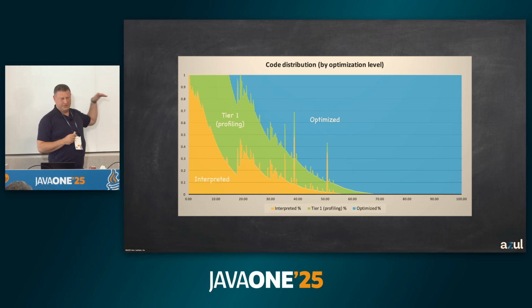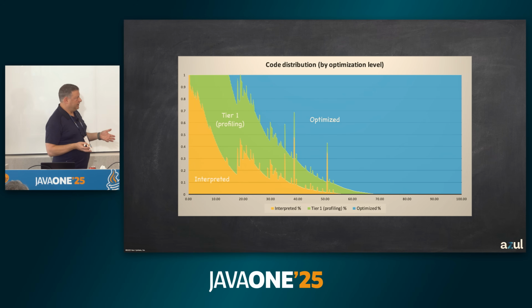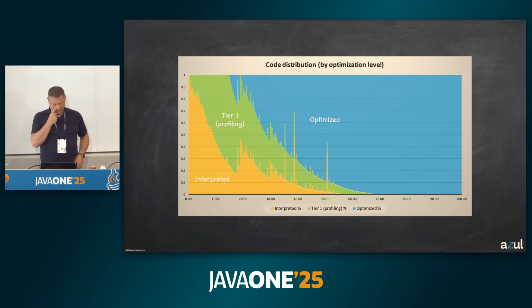The x-axis here is time. The y-axis is a % of code of a certain type. The yellow is interpreted code. Green is slightly optimized, but mostly profiling code. And then the blue is what we really want. Fast code optimized to run the way we want it for this CPU with what we've actually experienced.